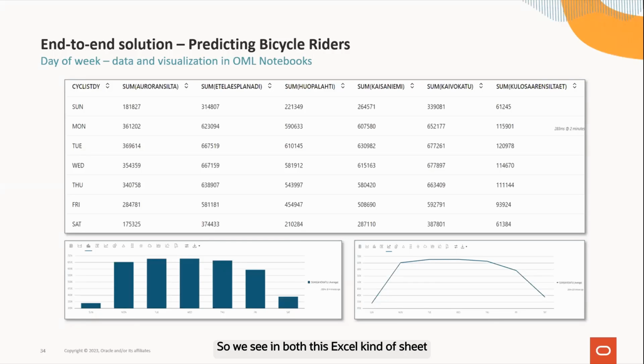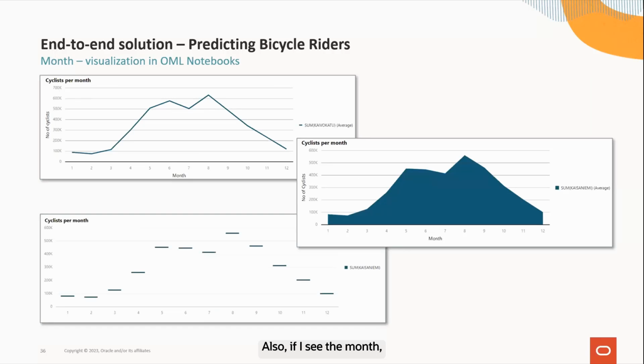So we see in both this Excel sheet as well as in the charts that it does affect whether it's Monday or Sunday. It looks like weekdays are much busier than weekends. Based on that, I would assume that a lot of people cycle for work, but that's my assumption so far. Also, if I look at the month, I can see that the month also affects. It looks like January is not very busy, but August and September seem to be quite popular.